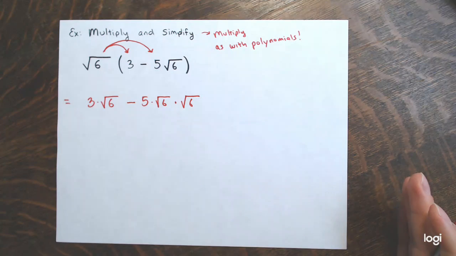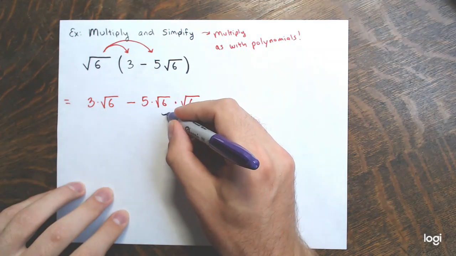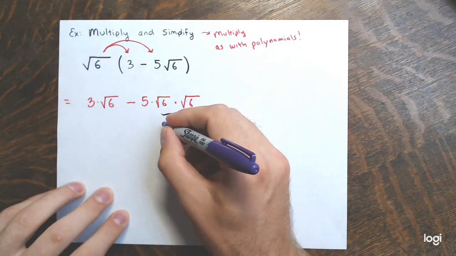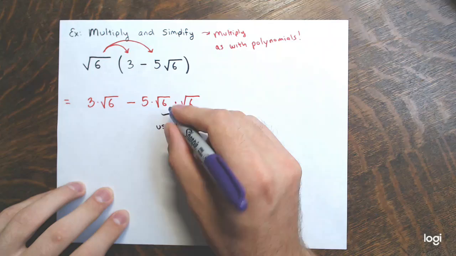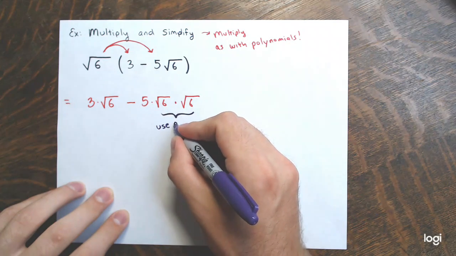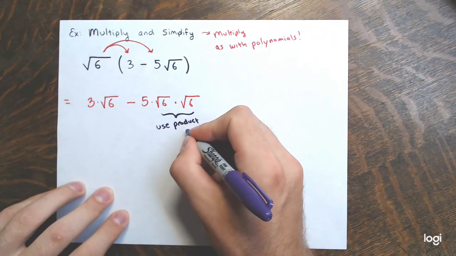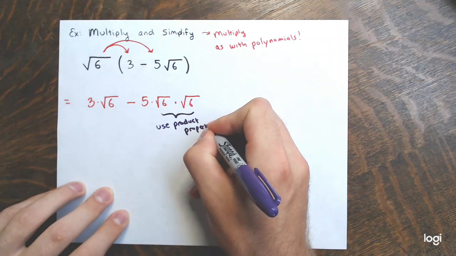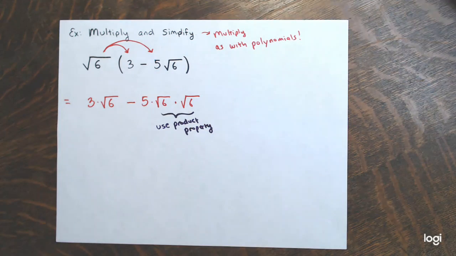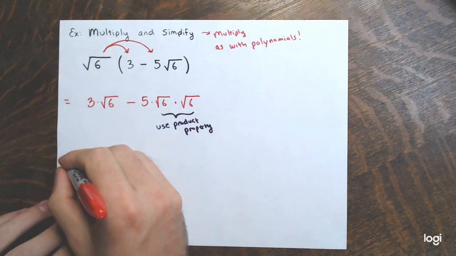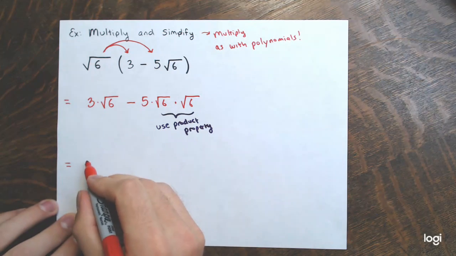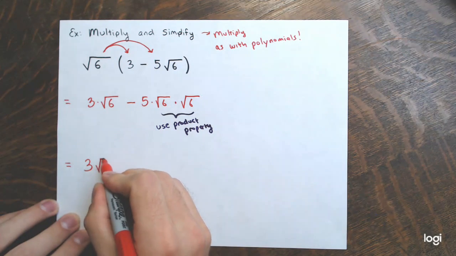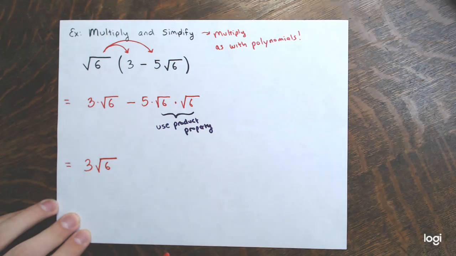So I've multiplied, and now we've got to simplify. This is where the properties come in. I can use the product property on this square root of 6 times square root of 6. So for the first term, I have 3 times the square root of 6, or just 3 square root of 6 without the dot.